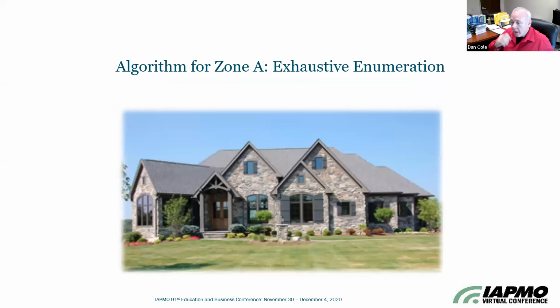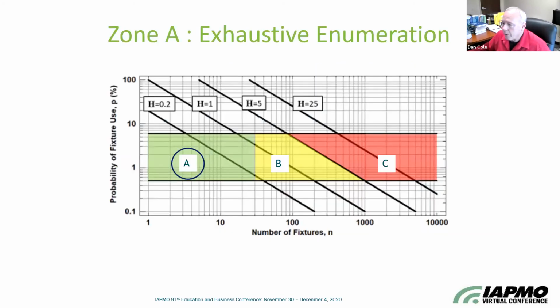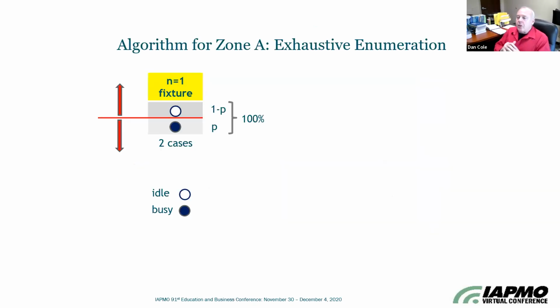So now we're down to zone A. We are down to the smaller building, a single family dwelling with a small number of plumbing fixtures. We are in the green zone, and this uses exhaustive enumeration. Now, exhaustive enumeration works as a macro in the Excel spreadsheet. It actually will run iterations depending on the number of fixtures. So for example, if you only had 1 fixture, there's only 2 cases. Either that fixture is on or it is off.